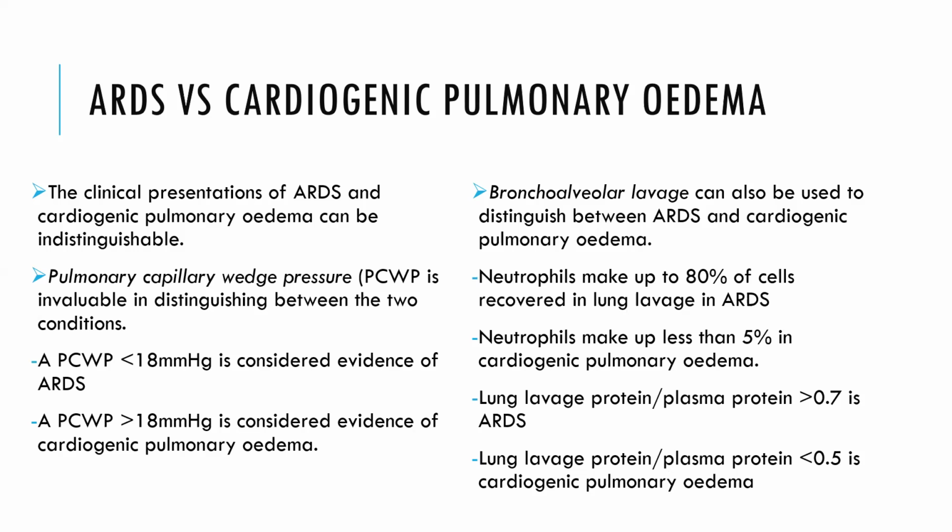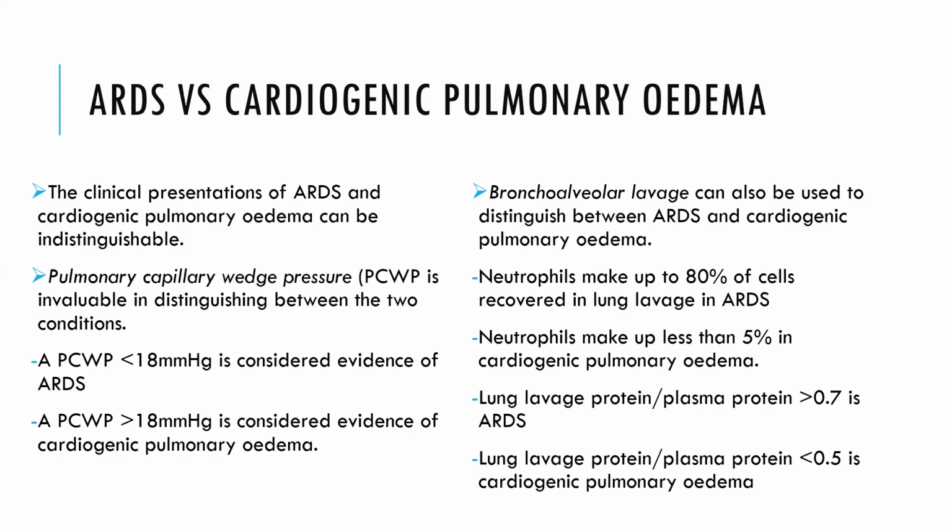If the pulmonary edema is of a non-cardiogenic origin due to inflammation and inflammatory cells, neutrophils will make up to 80% of the cells you recover from your lung lavage, and that is a pointer to ARDS. When neutrophils make less than 5% of your lung lavage, it is indicative of a cardiogenic pulmonary edema.